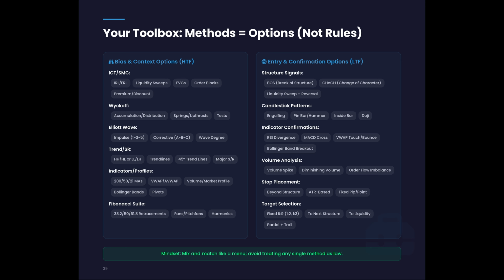Prefer simplicity? Trend and support resistance approaches track market swings and draw trend lines with precision. For technical purists, moving averages, VWAP, volume profiles, Bollinger Bands, and Fibonacci levels offer robust indicators of market dynamics. Shift focus to your entry and confirmation options. Utilize break of structure, liquidity sweeps, candlestick patterns, and technical indicators to identify trading triggers.